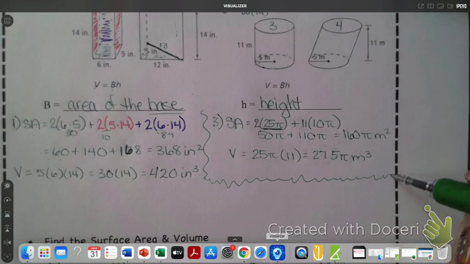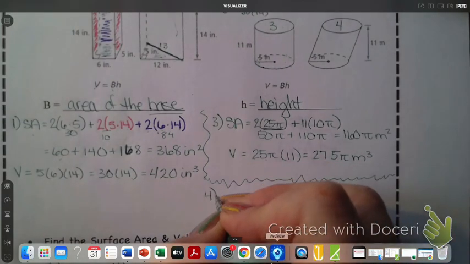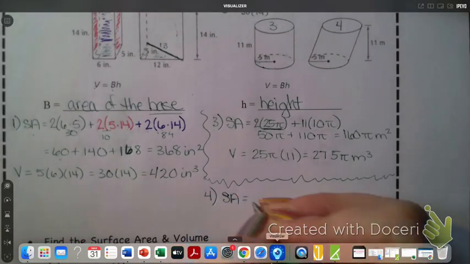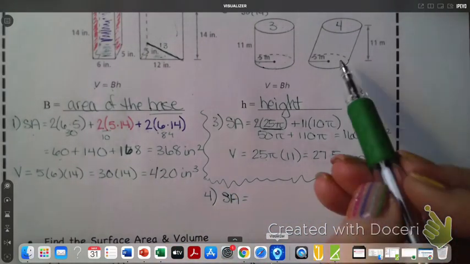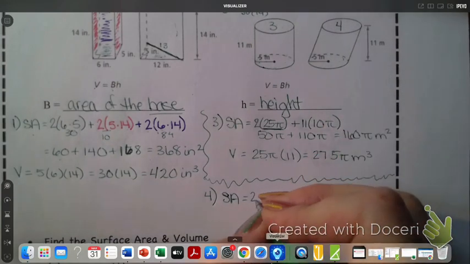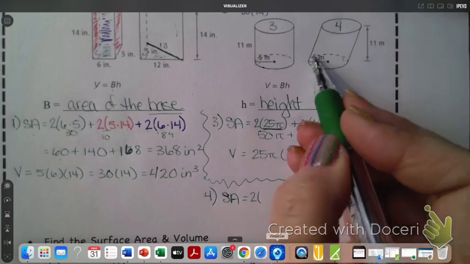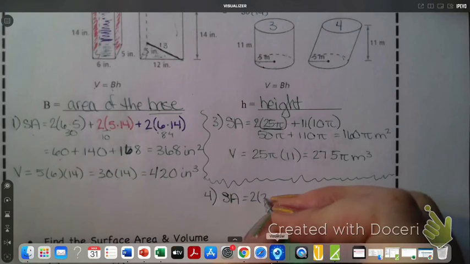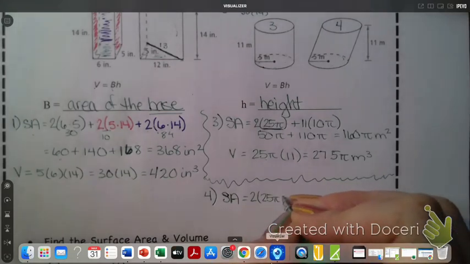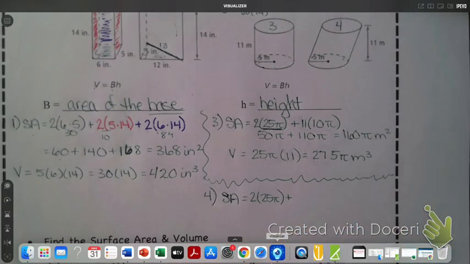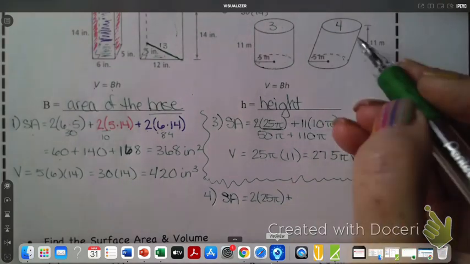So now we need to do number 4, and we think they're going to be all the same, right? Yeah. Okay, so surface area equals, do I have the base and the top the same? Yeah. So I have 2, and the area of the base is what? 25 pi. Because you have to square it, Cooper. Plus the area of the outside, right?